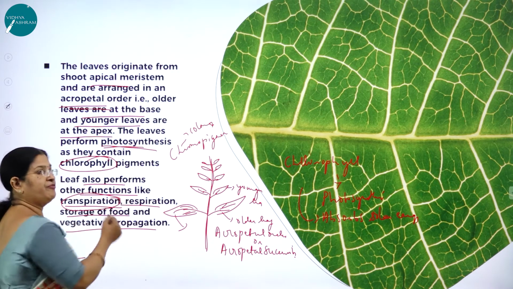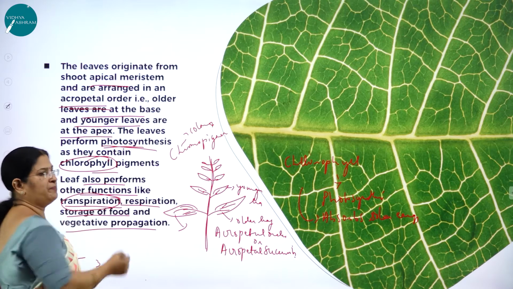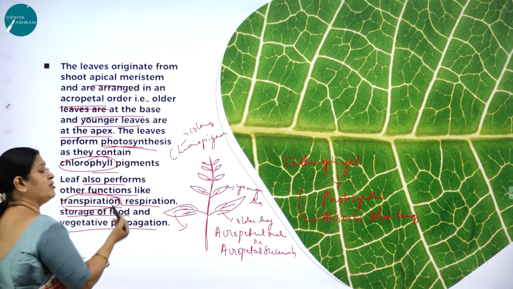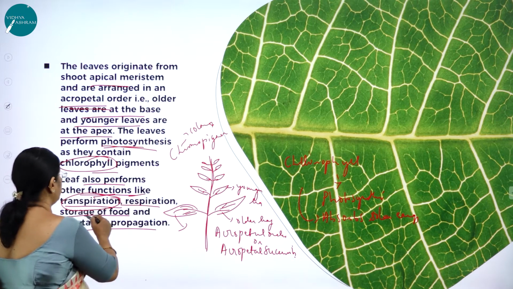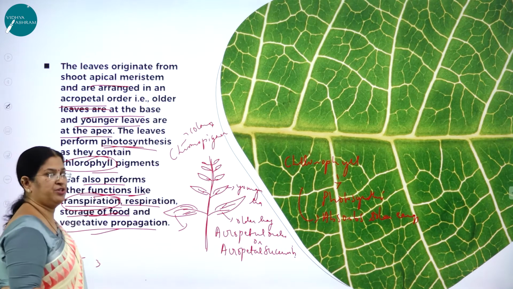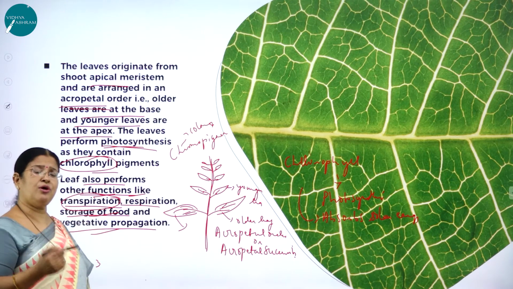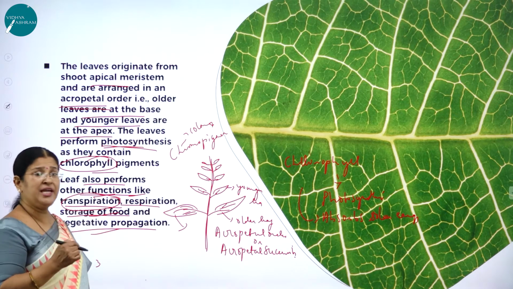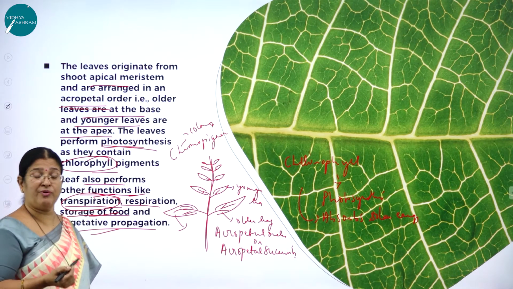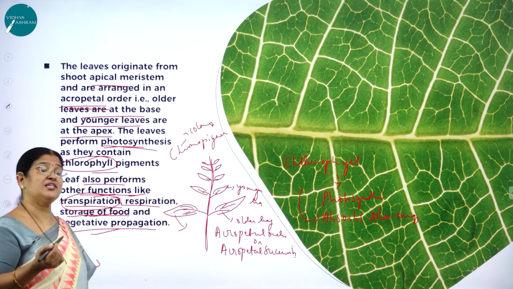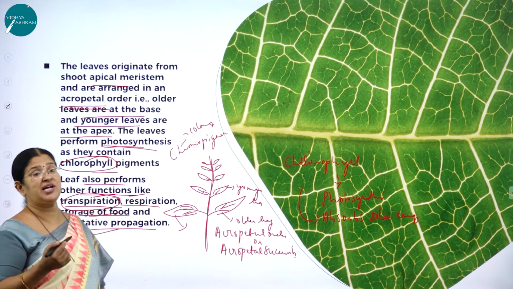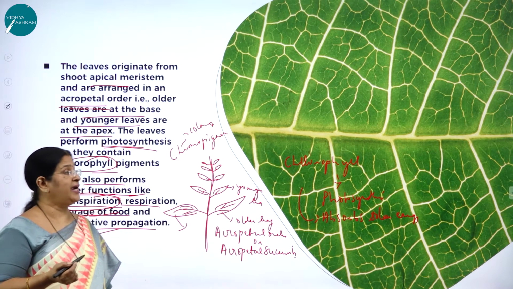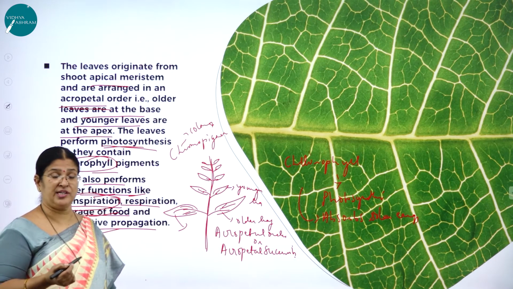So the leaves perform what? Photosynthesis. How? Through a pigment called chlorophyll. The leaf also performs other functions like transpiration, respiration, storage of food and vegetative propagation. And I hope all of you remember, leaves also become insectivorous. Particularly, sometimes plants become insectivorous when they don't get sufficient nitrogen, so they start devouring the insect body and plants will become insectivorous, right?